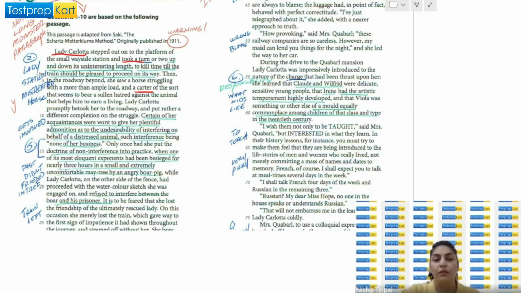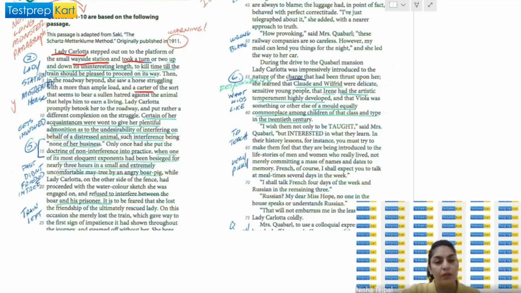So he is a kind of master for the horse. And a carter of the sort that seems to bear a sullen hatred against the animal that helps him to earn a living. So this carter, this man, has hatred for this animal. Why? Because he is not being affectionate with this animal, because he is carrying a lot of load and he is least bothered about the load. Wayside station means which is near the road, or it can be said a roadside station.